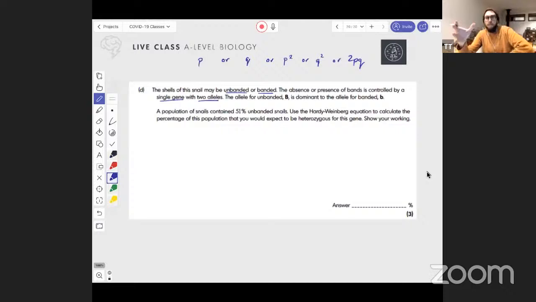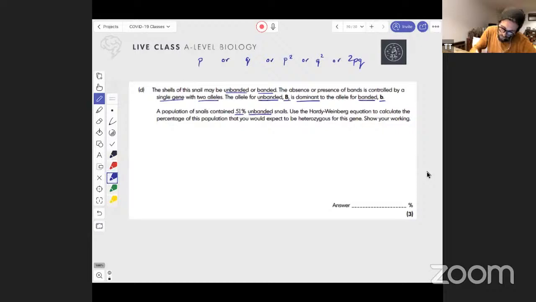The allele for unbanded, big B, is dominant. The allele for banded is little b and recessive. A population of snails contains 51% unbanded snails. Okay, I've told you a little bit of a porky here. This is the most complicated.